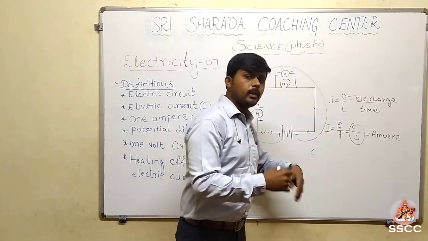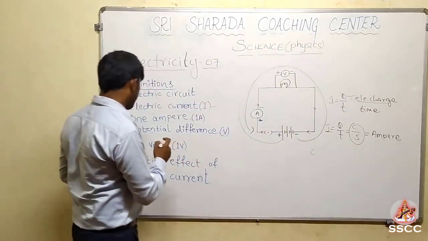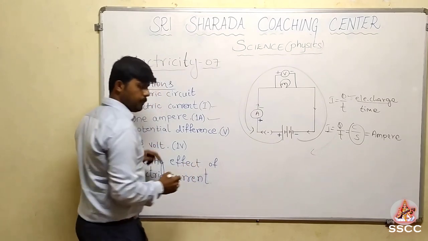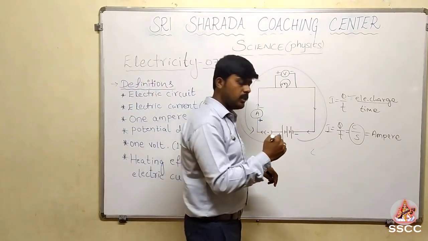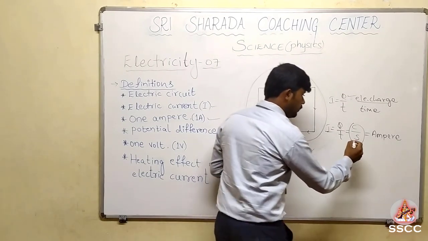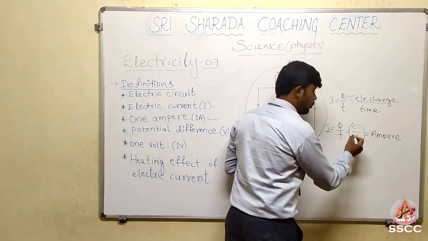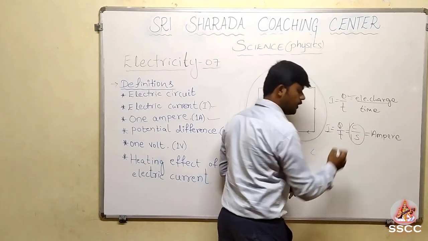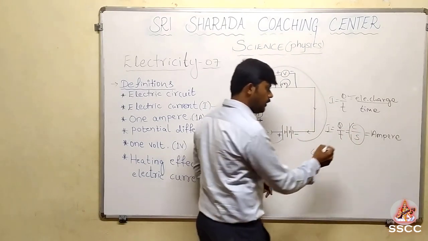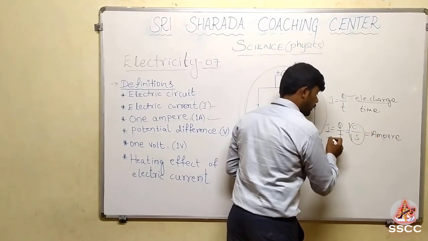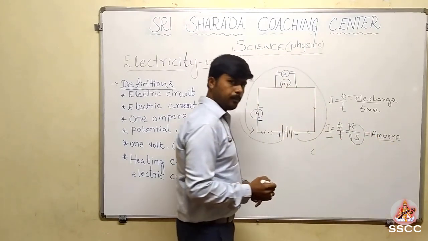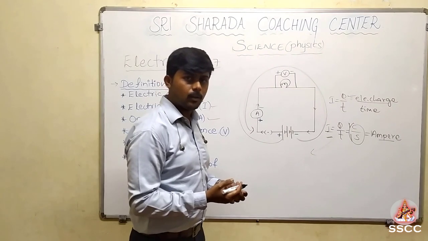By this, they can also frame one more question: what is meant by 1 Ampere? How to define 1 Ampere here? It is very easy to define 1 Ampere. See here, to make it 1, we have to make the numerator 1 and the denominator 1. If you make the numerator 1 and the denominator 1, then the electric current will become 1 Ampere. Then how to define 1 Ampere?